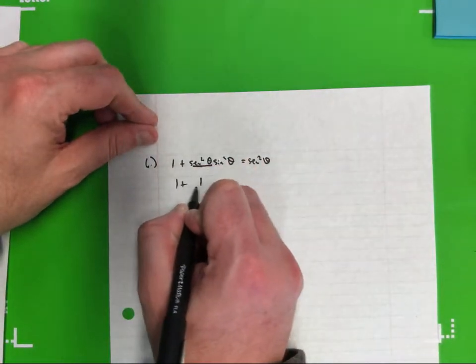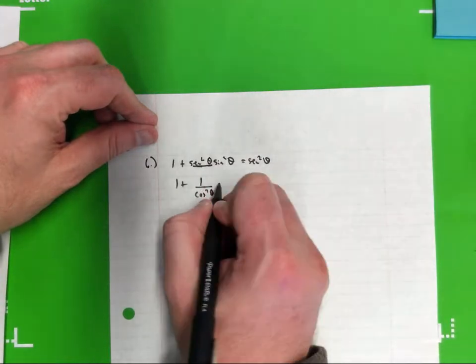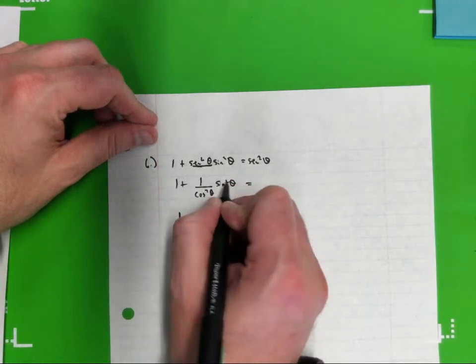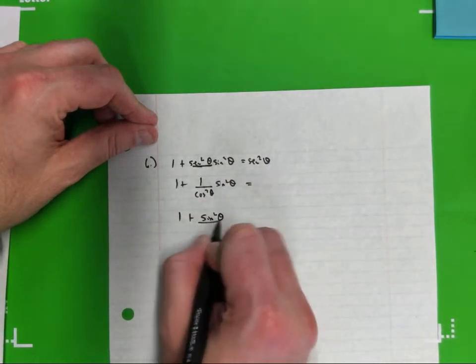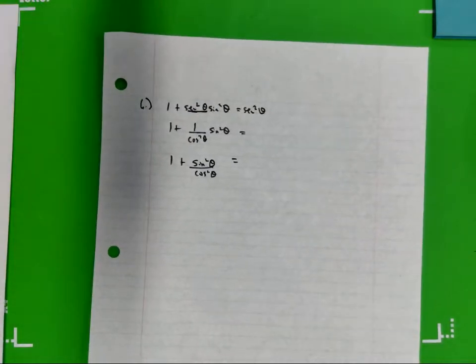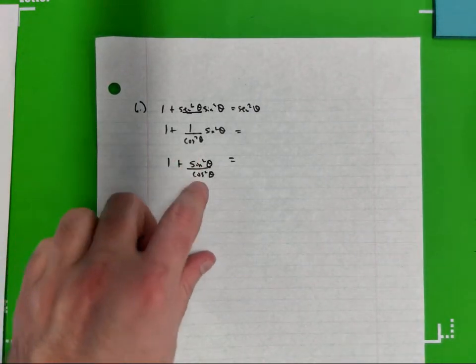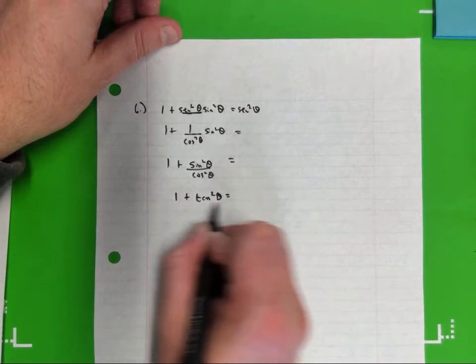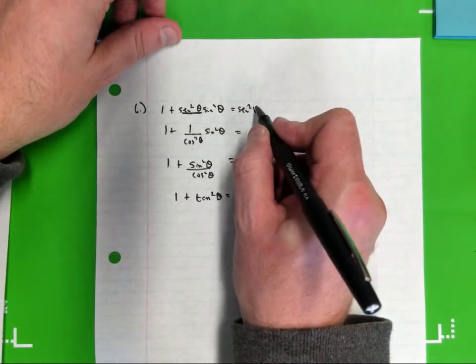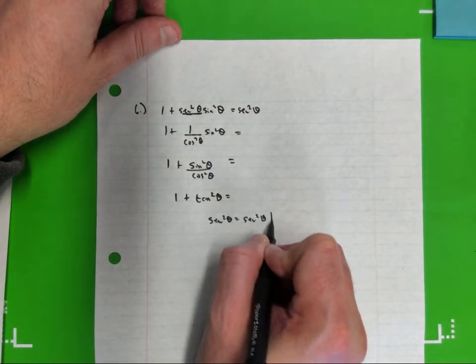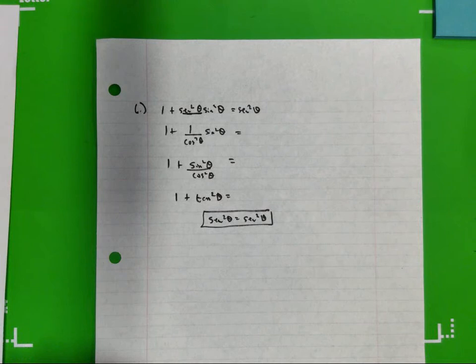So 1 plus 1 over cosine squared times sine squared equals, if I multiply 1 times sine squared, it's going to be sine squared over cosine squared. Well, guys, I keep thinking about the Pythagorean identity. What is sine squared over cosine squared equal to? Hope you're thinking tangent, because isn't that equal to that? Well, then I can say secant squared theta is equal to secant squared theta, because I just proved it by that line right there.